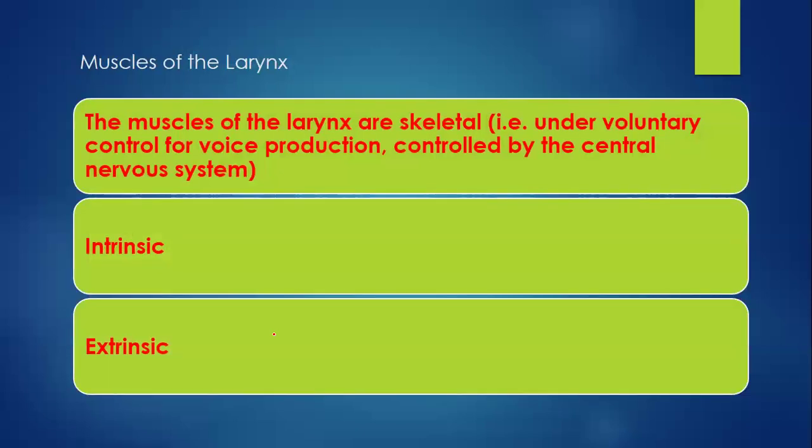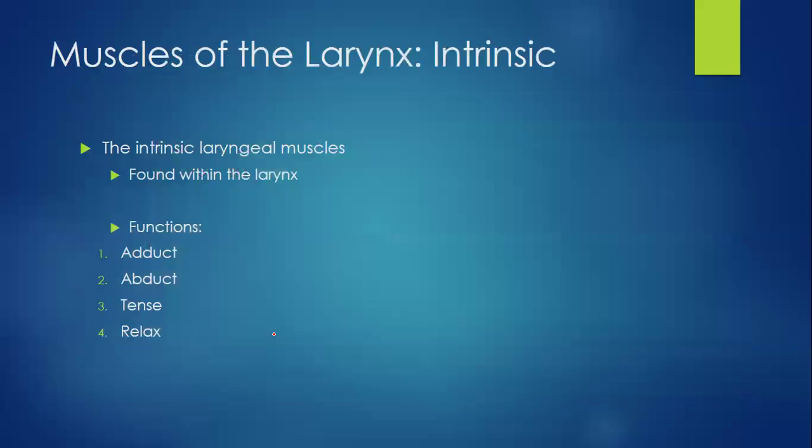So the muscles of the larynx that you should know, I've said you should know the intrinsic muscles and the extrinsic muscles. The intrinsic muscles are muscles that have their origin and insertion all within the larynx. And the extrinsic muscles have one insertion within the larynx and one elsewhere. So the intrinsic muscles, their main function is to adduct, abduct, tense, and relax the vocal folds. So again, their function is to close, which is adduct, open, which is abduct, tense the vocal folds, and relax the vocal folds.